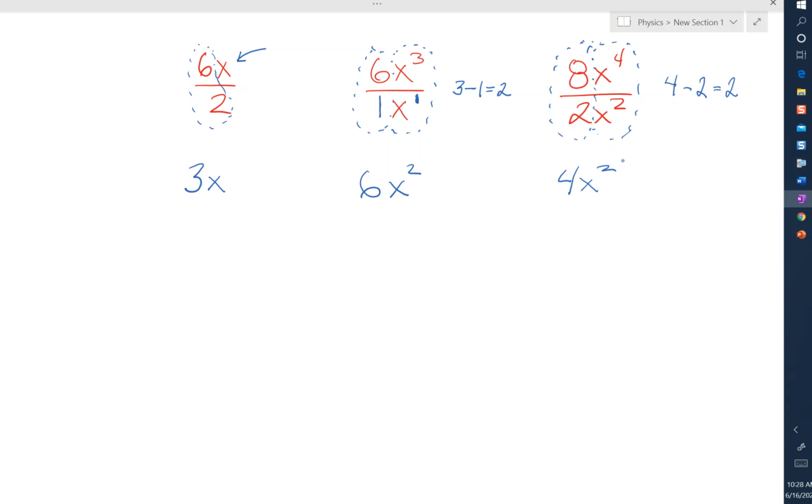These aren't GCFs. We're getting to that point. We're just right now understanding how to divide.